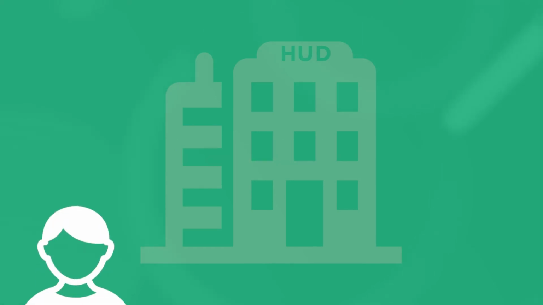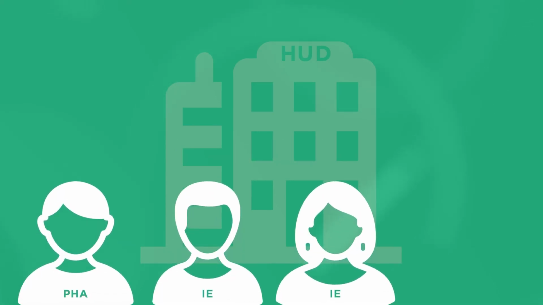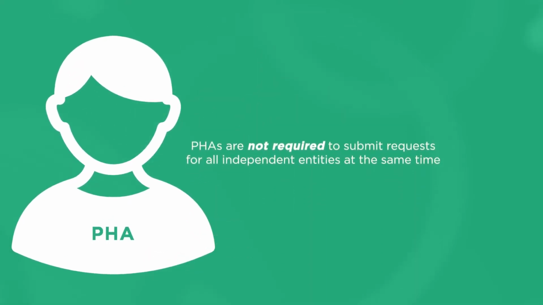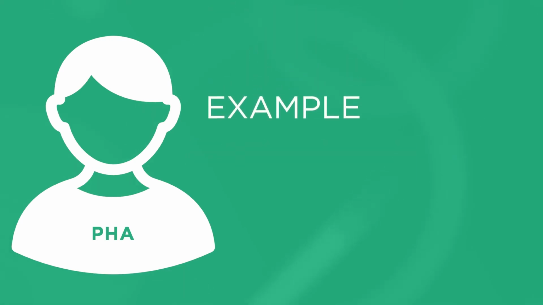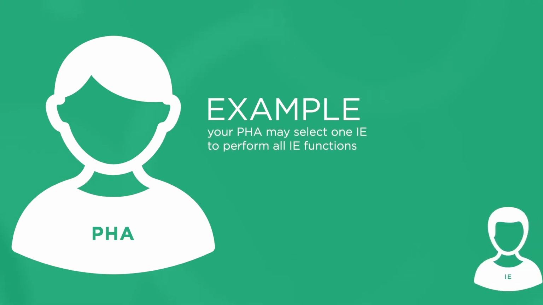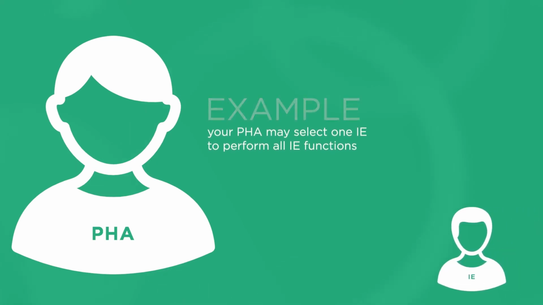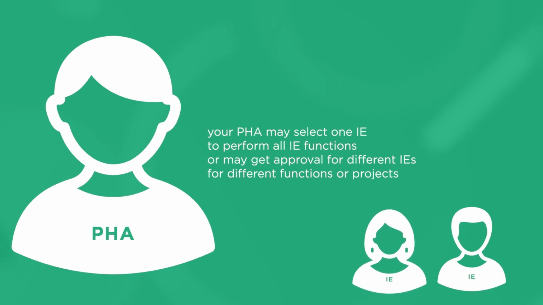If your PHA plans to use different independent entities to perform different functions, or different independent entities at different projects, the PHA must submit for approval each independent entity it plans to use and identify the function the entity will perform. PHAs are not required to submit requests for all independent entities at the same time. For example, your PHA may select one IE to perform all IE functions, or may get approval for different IEs for different functions or projects.